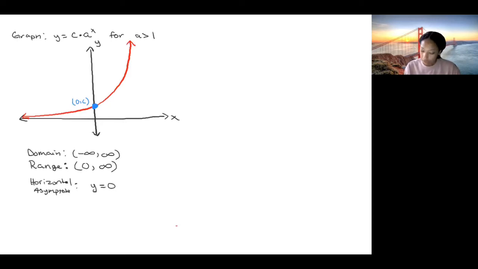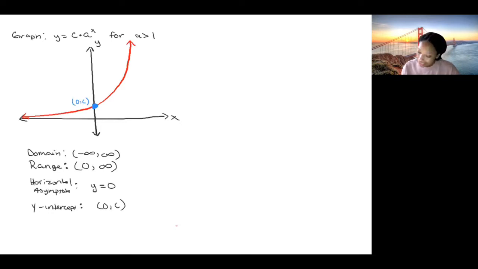And then last thing, we wrote it on the graph. Let's write it down here also. We have a y-intercept at (0, c). This is true for any exponential function of this form. If you take a number times another positive number raised to the x power, the graph looks like this.